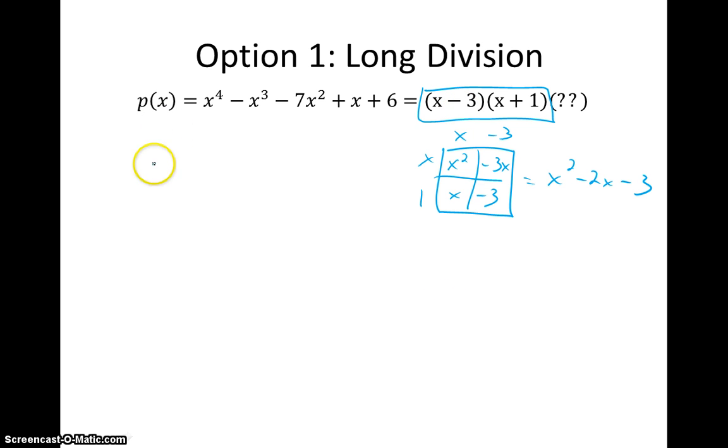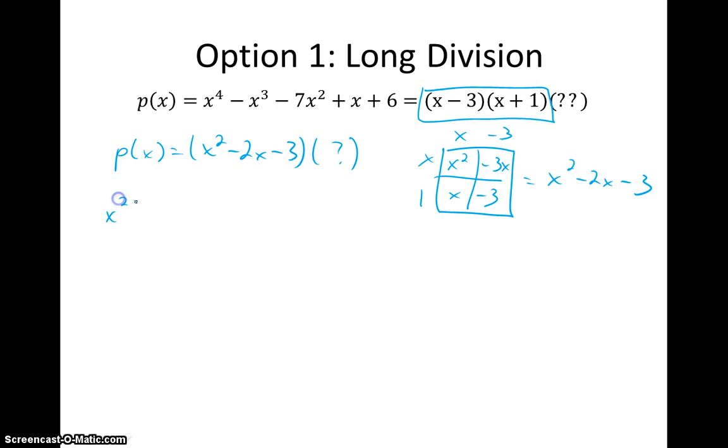So what I have right now is that P of x, I'm not going to write it out again, but it's x to the fourth minus x cubed minus 7x squared plus x plus 6, is equal to this x squared minus 2x minus 3 multiplied by our question mark. We don't know what that other factor is, but we want to find it. So we're going to divide both sides by this quadratic. We're going to do that with polynomial long division.